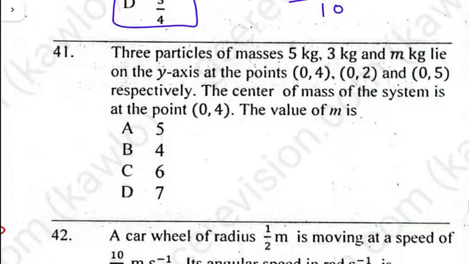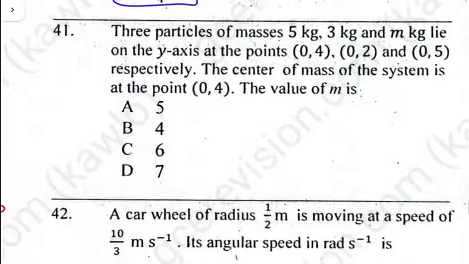Question 41. Three particles of masses 5 kg, 3 kg, and m kg lie on the y-axis at the points (0, 4), (0, 2), and (0, 5) respectively. The center of mass of the system is at the point (0, 4). What's the value of m?